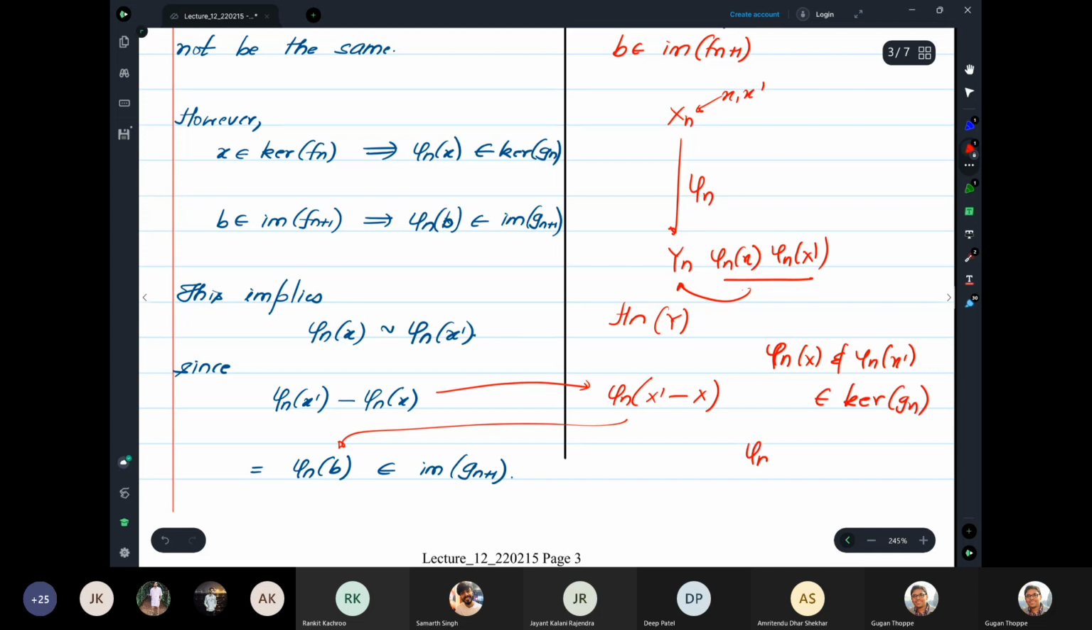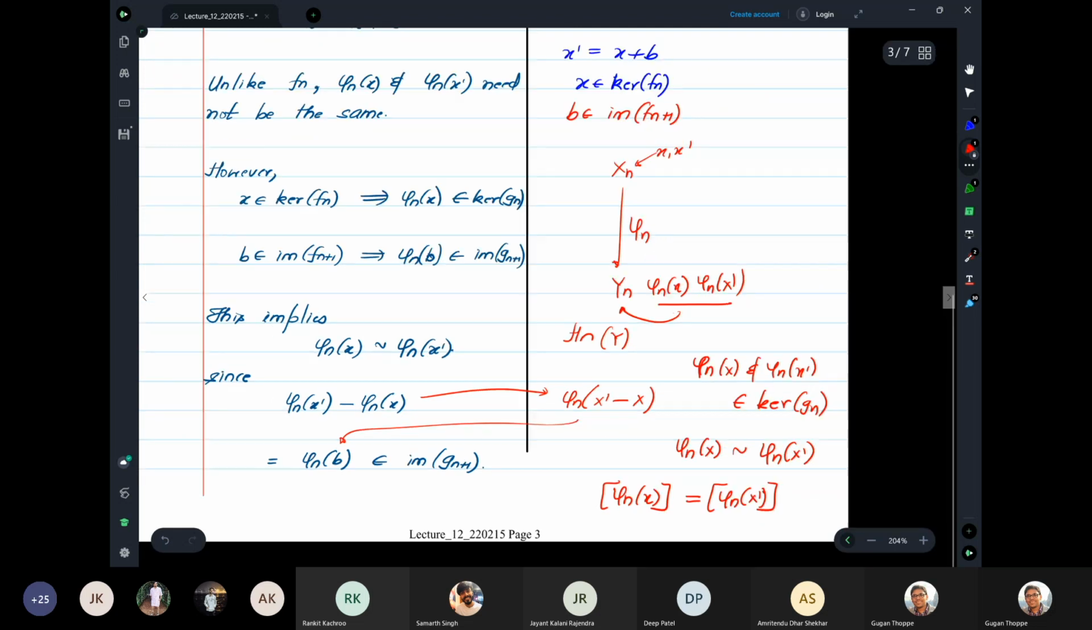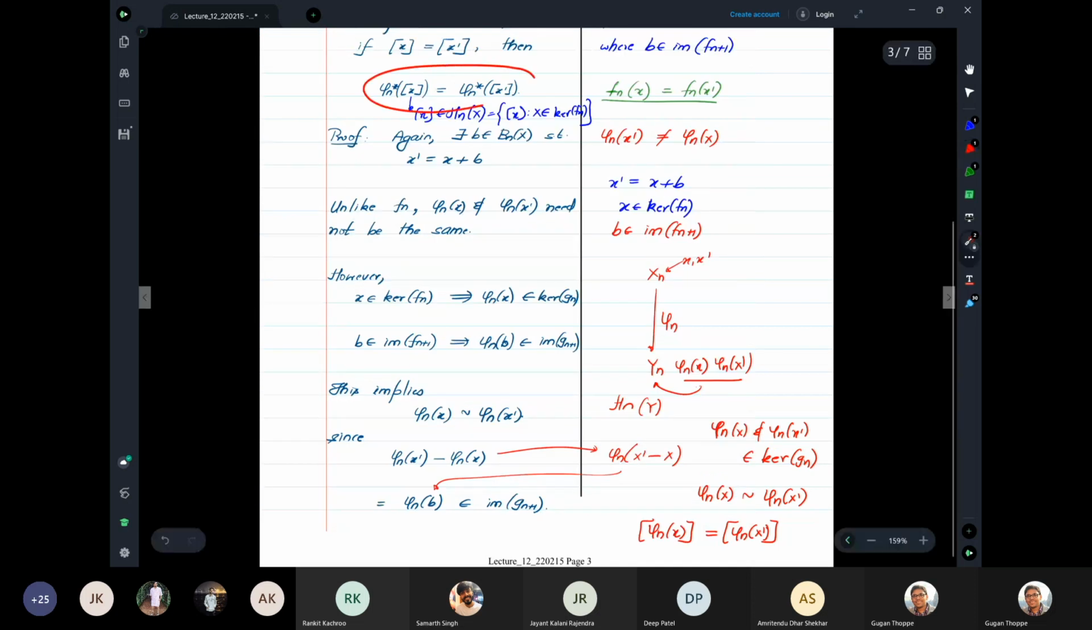Furthermore, phi n of x must be equivalent to phi n of x prime. So from this, it follows that the equivalence class of phi n of x must equal the equivalence class of phi n of x prime. And this immediately tells us that these two things must be one and the same. Why should these two things be one and the same? Because the way we had defined phi n star of the equivalence class of x was this, and similarly, we had defined this to be the equivalence class of phi n of x prime.